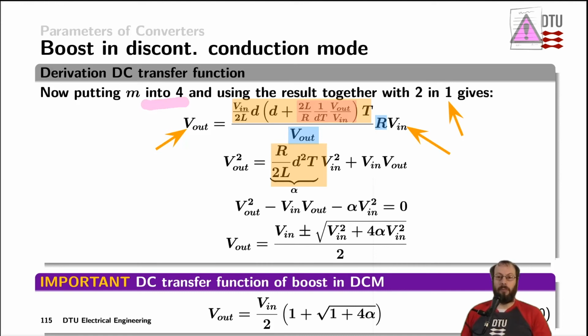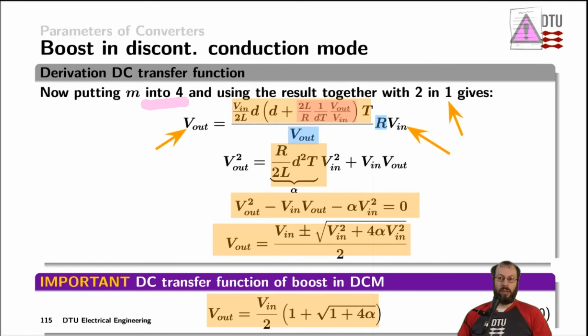Finally, also for the boost converter, this leads to a quadratic equation which we can solve for V out in the next step and simplify it even more to express once again the DC output voltage as a function of the DC input voltage and the parameters summed up in the factor alpha.